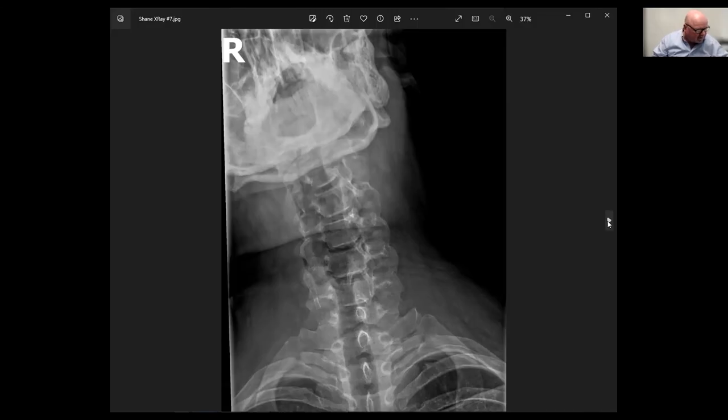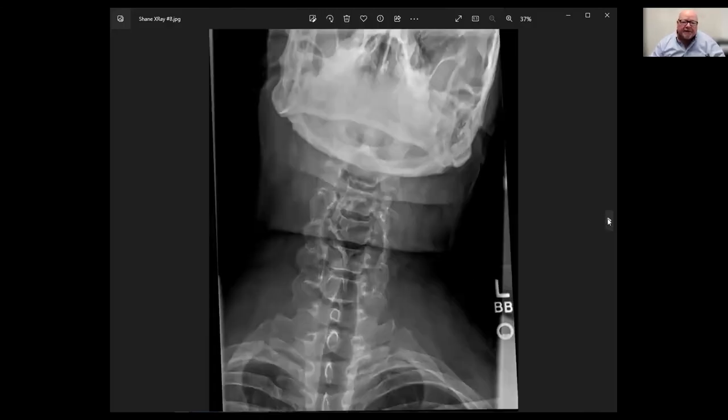Hypolordosis lateral, there's some potential there. We're looking at C3, C4, right lateral flexion. That would obviously be a hyper compared to the other ones. Nothing with rotation to speak of. And then look how there's no movement.